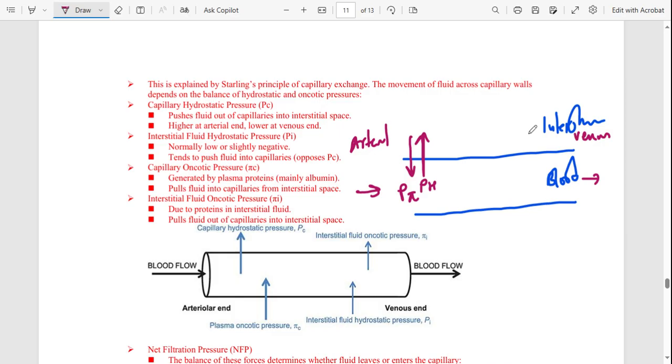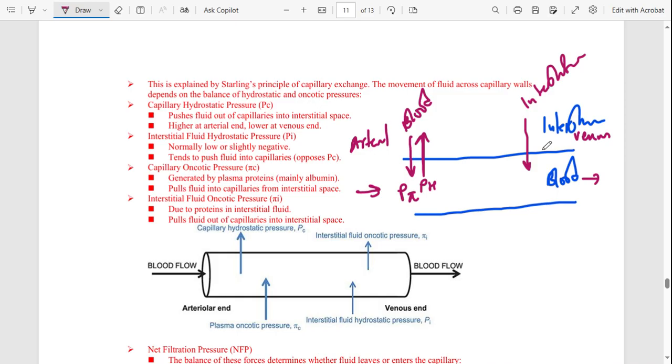On the venous end, you also have got forces that are keeping. So I've talked about two things, forces to do with the blood itself. These are the two that I've written. But then you also have forces to do with the interstitium. These forces that I've written here are to do with the blood. How about forces to do with the interstitium?